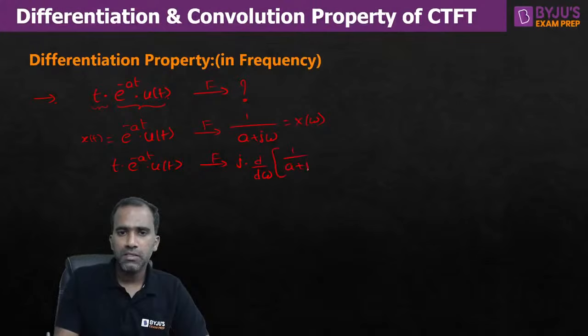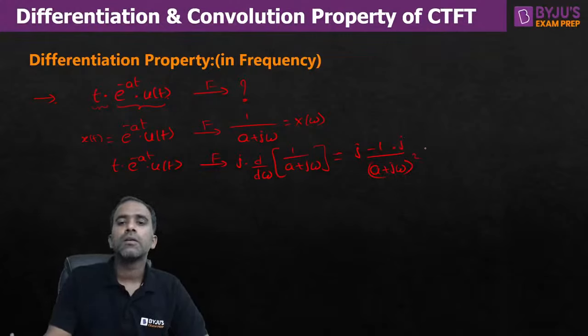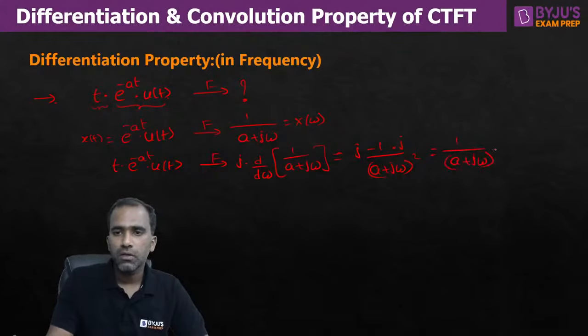1 by a plus j omega, which is equal to j times, let's differentiate this, minus 1 by a plus j omega whole square into differentiation of the denominator part, which is just j. So it becomes j into j is minus 1, minus into minus is plus. So it is 1 divided by a plus j omega whole square. Look at this one. That is the answer.